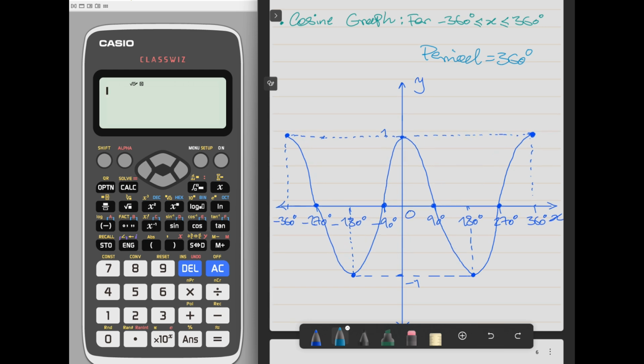So cosine of 0 is going to be 1. Cosine of 90 degrees is going to be 0. Cosine of 180 is going to be minus 1. Cosine of 270 degrees is going to be 0.